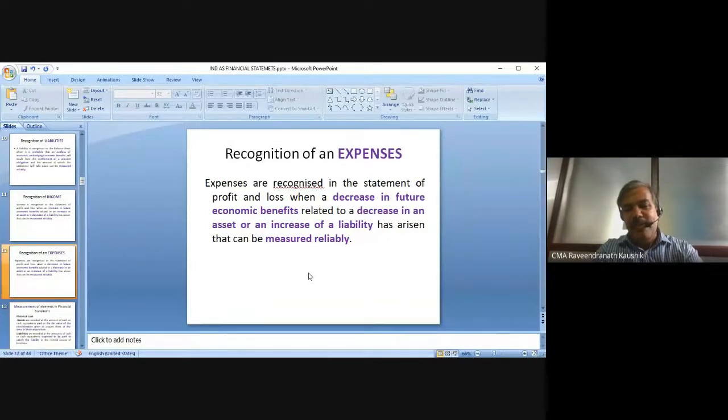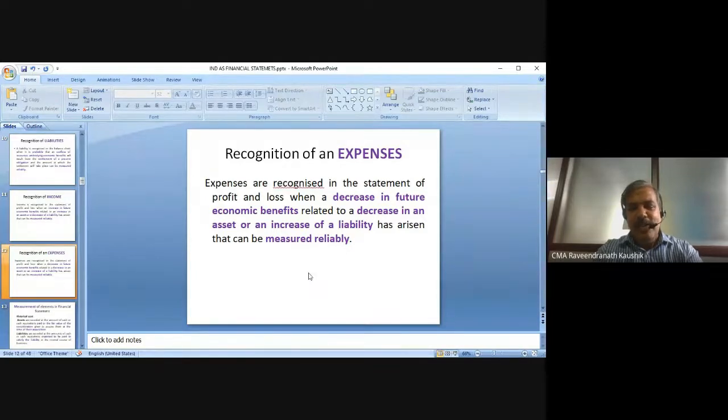Again, profit or loss: an expense is a decrease in future economic benefits related to a decrease in an asset or an increase of a liability. So that will be treated as an expense here. When you read a balance sheet, you will understand what it consists of: your assets and liabilities, and of course your net impact, that is the difference in your profit and loss account. All these three put together will be your balance sheet.